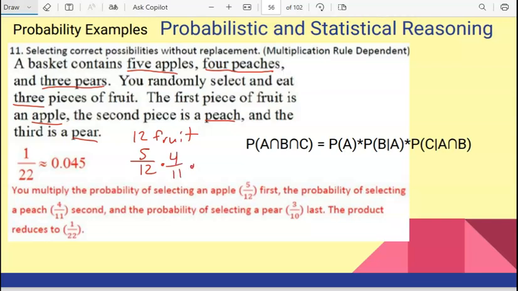And then after eating that one, there's going to be 10 fruits left. The probability of getting a pear is 3 out of 10, because there's still 3 pears remaining in that instance. From there, you're going to find the product of the numerators and the denominators, simplify the fraction, and you get 1 over 22, which is about 4.5% chance.